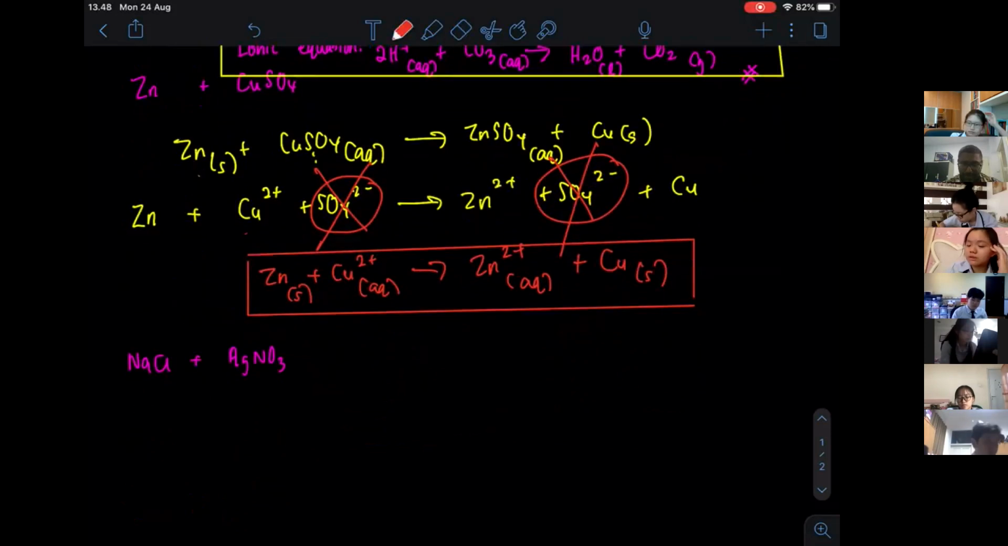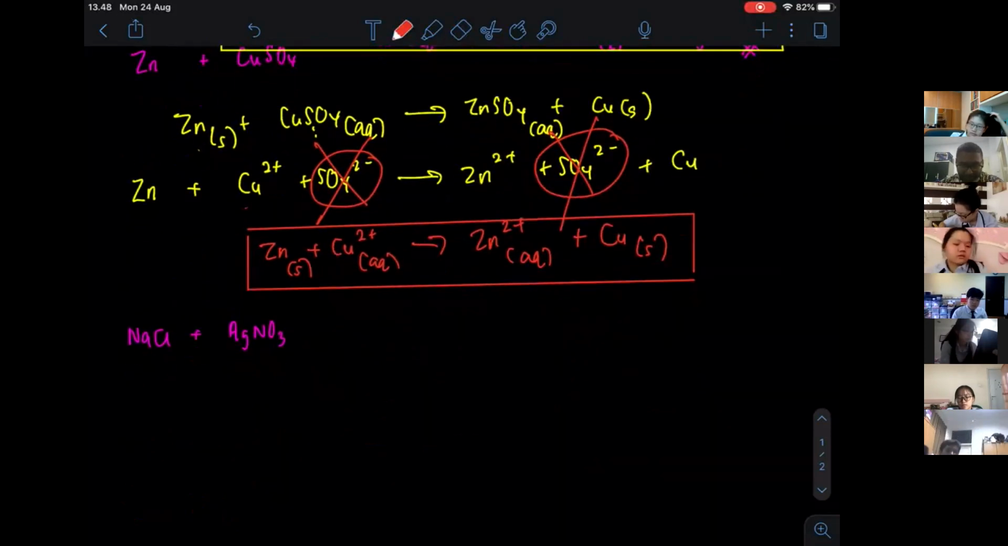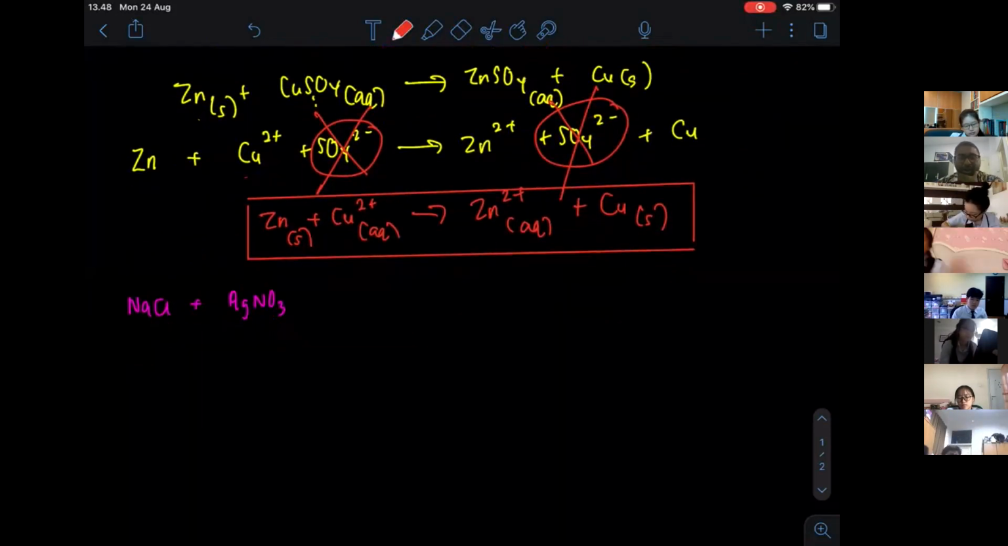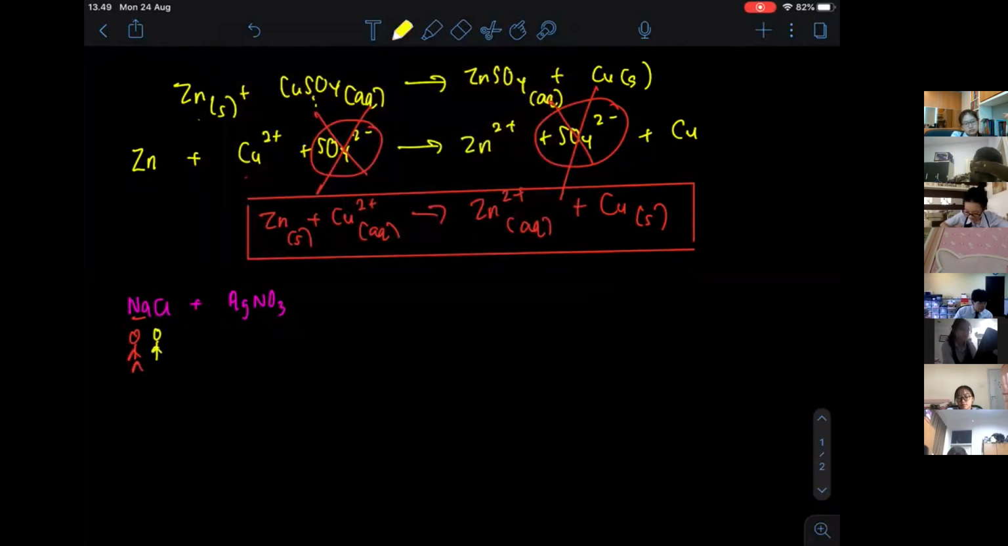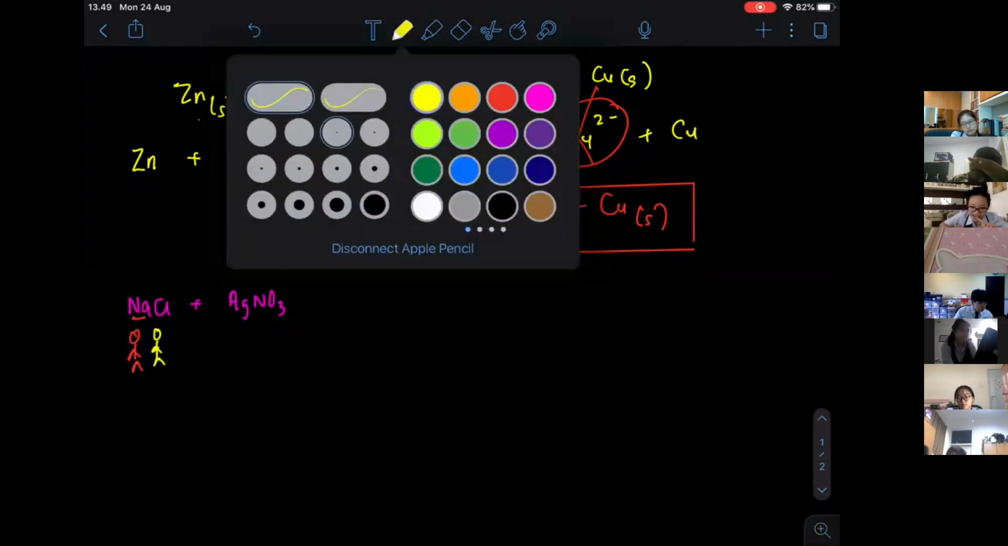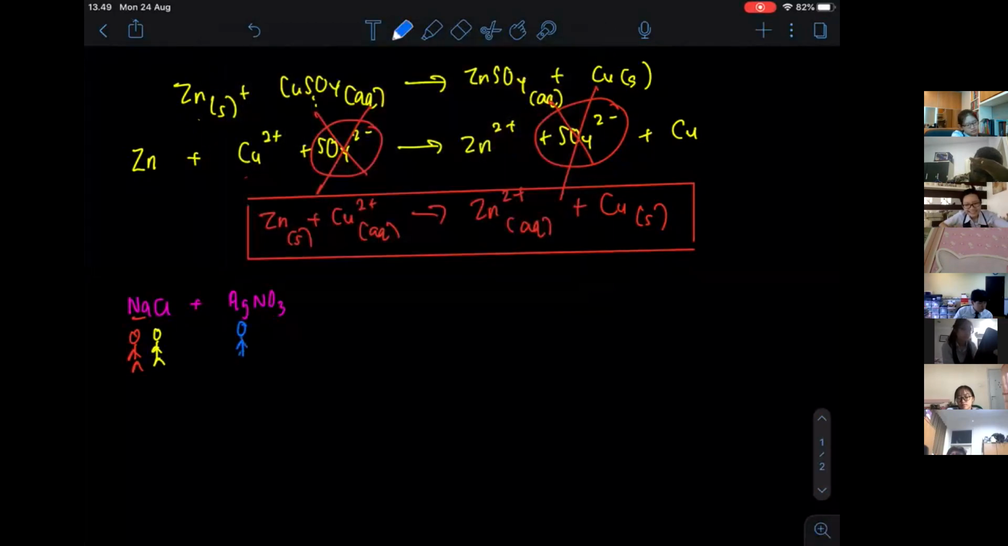Yeah, can. Now, the next question over here: you have silver nitrate with sodium chloride. Now, this one is called double displacement. Why? Because sodium is more reactive than silver. It's like two partners exchanging their partners, you know.